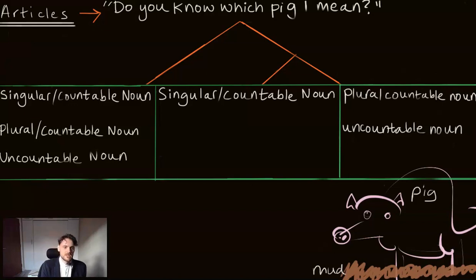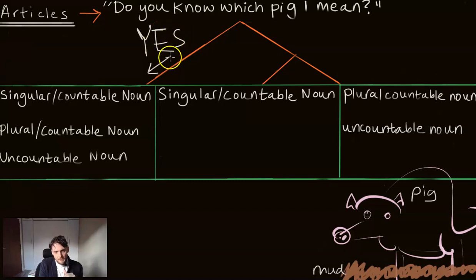Okay. So here's a really important question. I want you to read it with me. Do you know which pig I mean? Do you know which pig I mean? This is a very important question when it comes to articles. You can change the word pig for anything, but we're going to use pig as an example. If the reader or the listener knows which pig you mean, so we'll say yes.